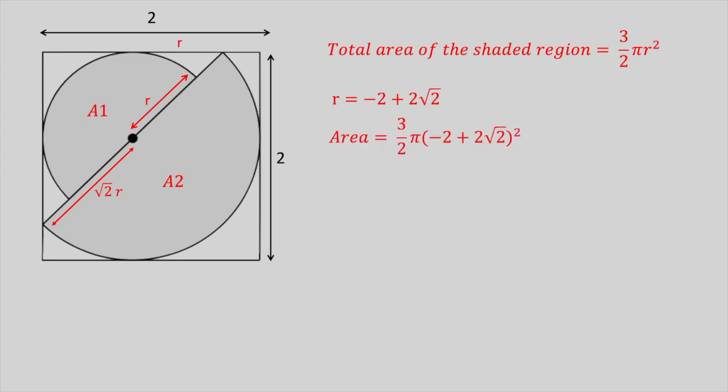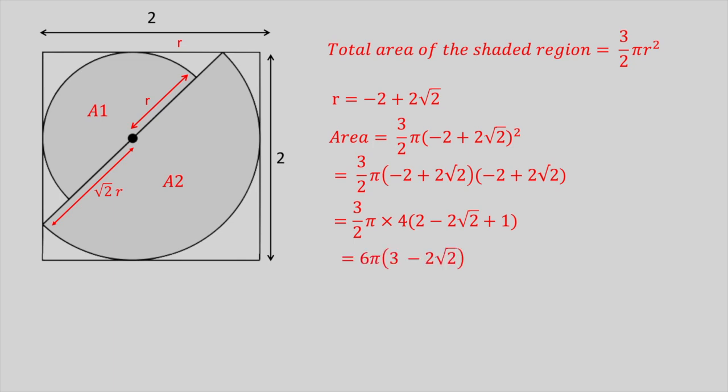So we're going to get the total area is 3 over 2 pi multiplied by minus 2 plus 2 root 2 all squared. And then if you expand those brackets out, we can simplify it to this form where we've got 3 pi over 2 multiplied by 4 all multiplied by 2 minus root 2 plus 1. And we've done this because all of the answers are in the form of a factor multiplied by pi. So we take out a factor of 4, we can then multiply 4 by 3 over 2, and that gives us 6 pi. Simplify everything inside the bracket, so 2 minus 2 root 2 plus 1, we get 3 minus 2 root 2. So therefore, our final answer is 6 pi multiplied by 3 minus 2 root 2, which is answer B.